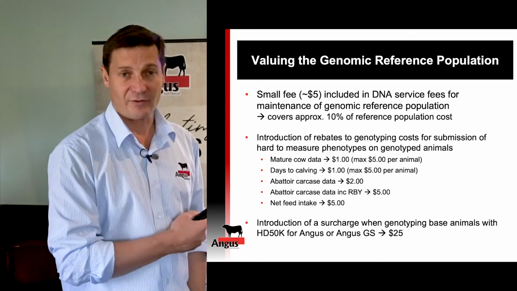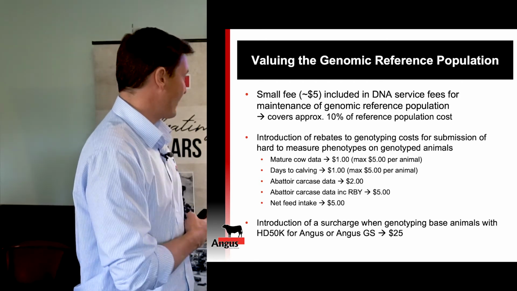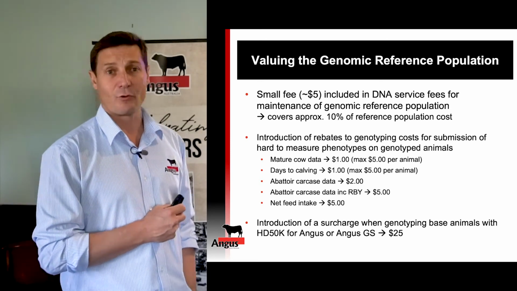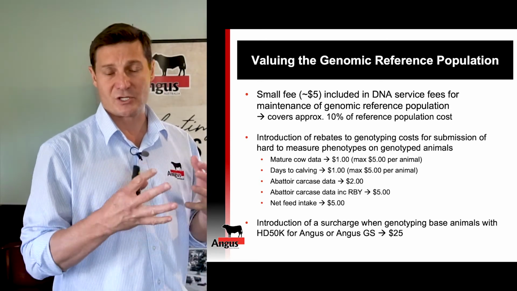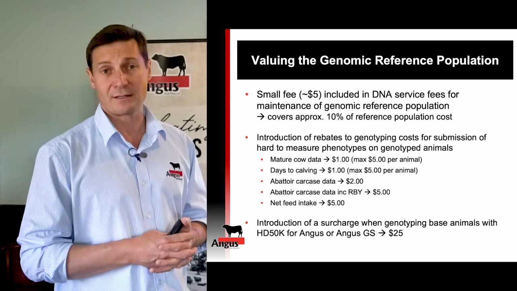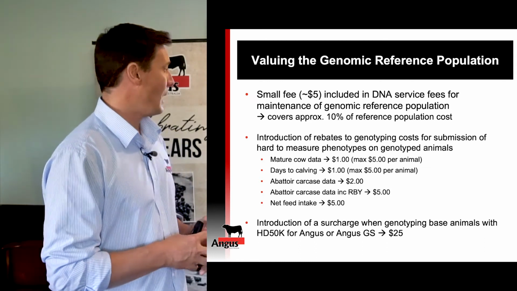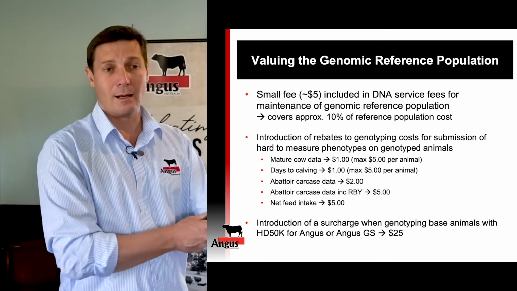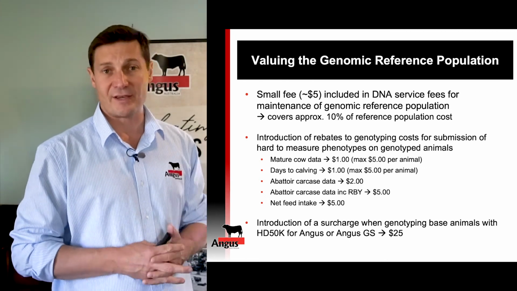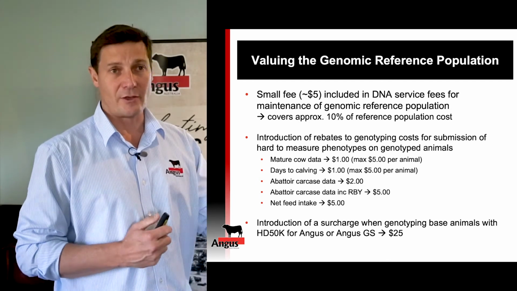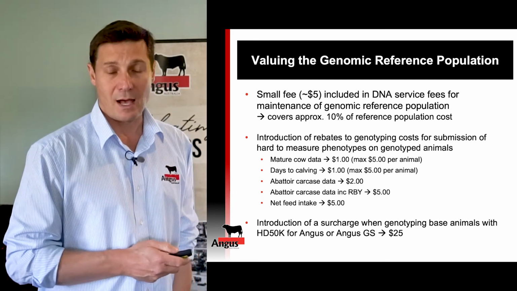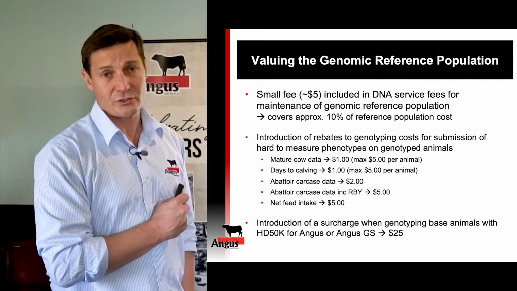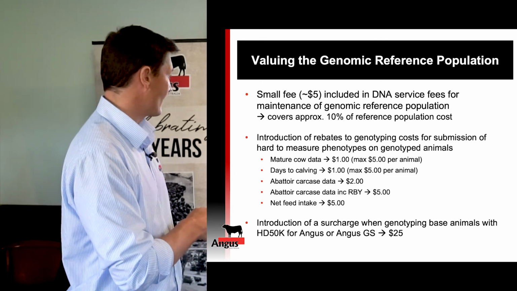There are also rebates for days to calving in a similar way, for some abattoir carcass data, and also for net feed intake. So the rebates aren't there for all traits, they're really for traits where the submission of that breeder data is of particular value to building that reference population. But they are designed to try and get a little bit more equitable situation where if members are investing in the collection of those hard to measure traits, then they're not effectively double dipping. We're not asking them to contribute to that reference population twice. And there'll be further information distributed about that over coming months.